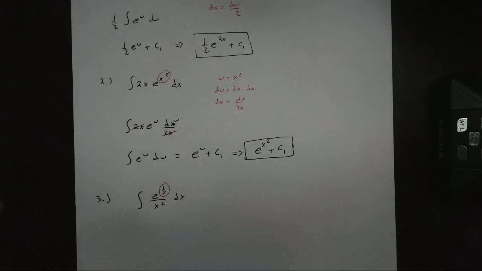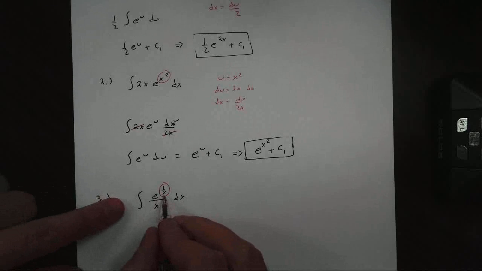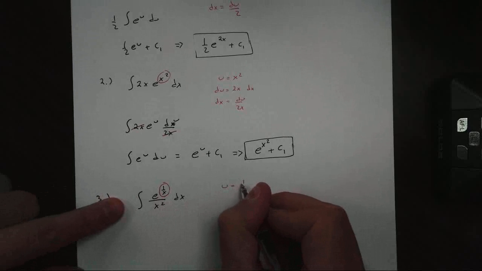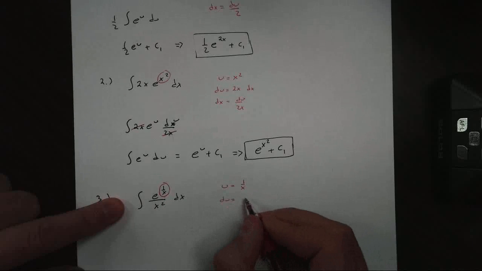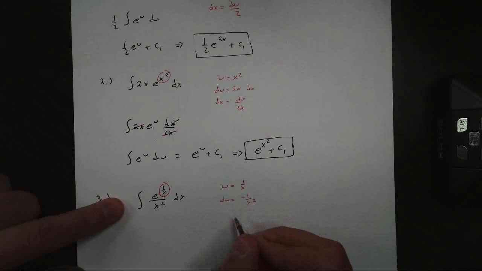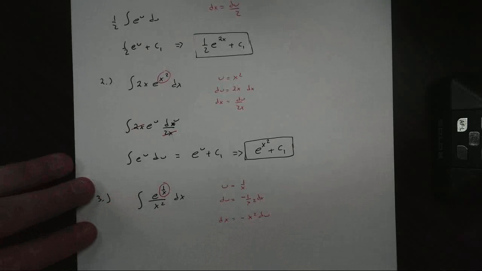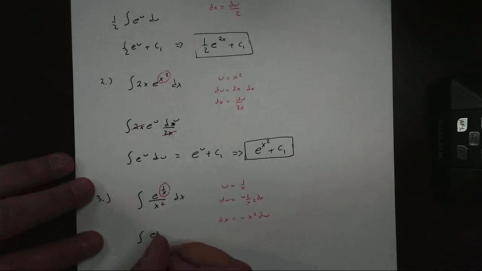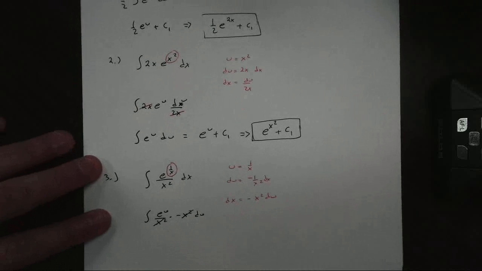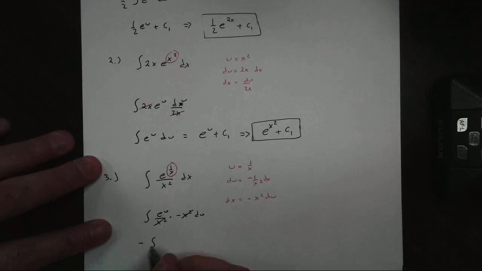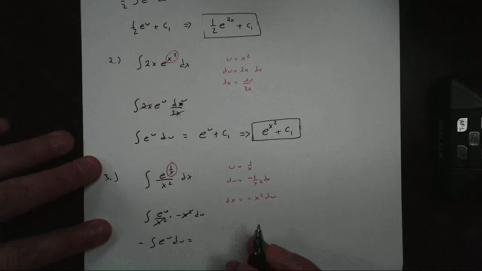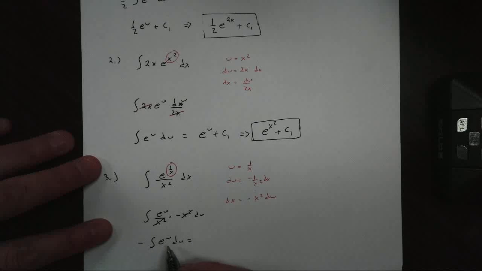Don't even try to think about it. Most likely when you do these, it's going to be the power. u equals 1 over x. My du, we've done this derivative so many times, it's negative 1 over x squared. dx equals negative x squared du. And I'm going to replace that now. We get e to the u over x squared times negative x squared du. The x squareds cancel, and we get negative e to the u du.